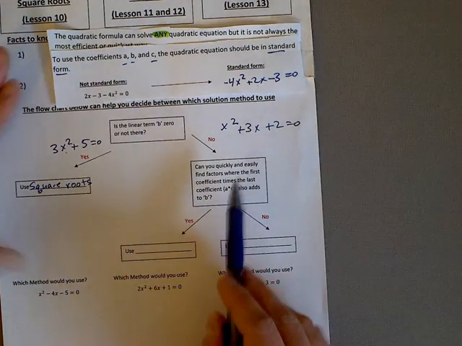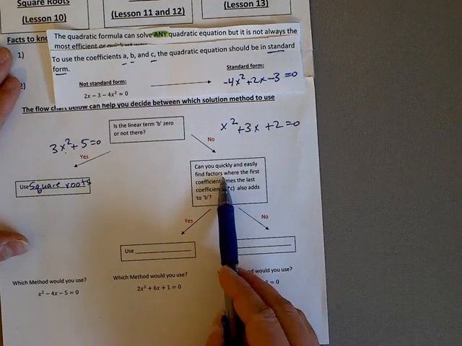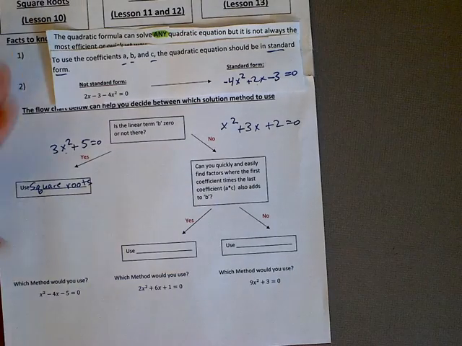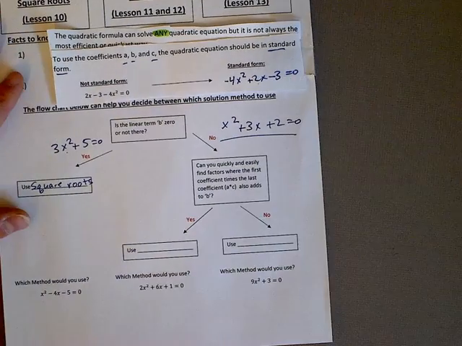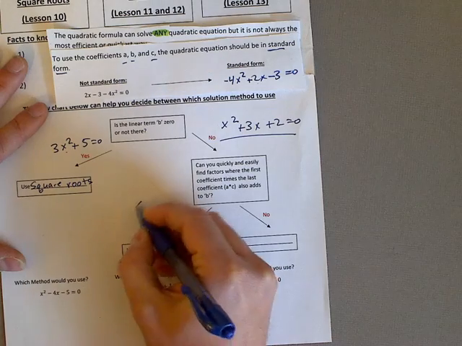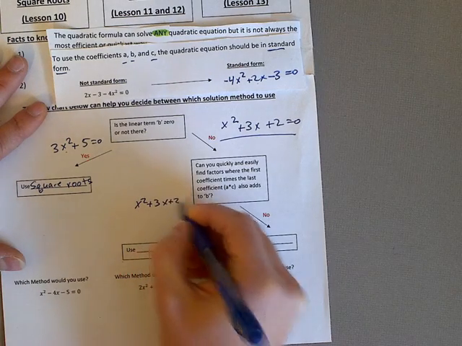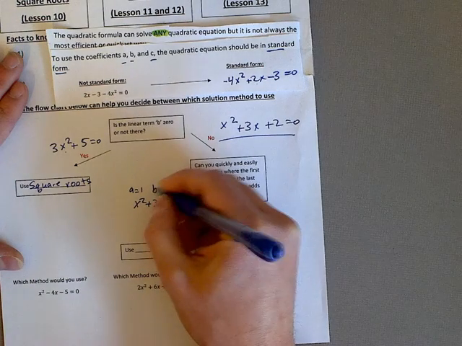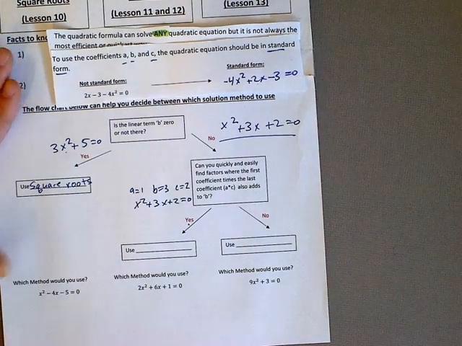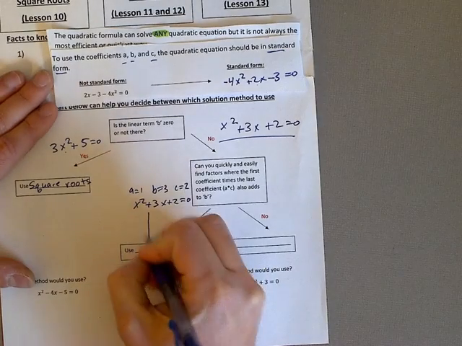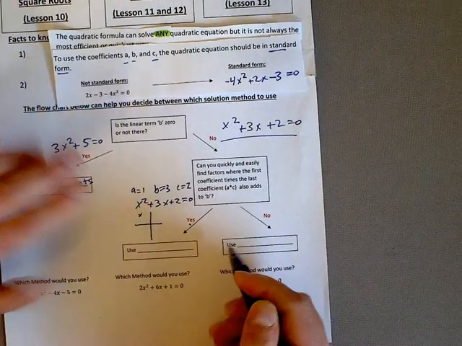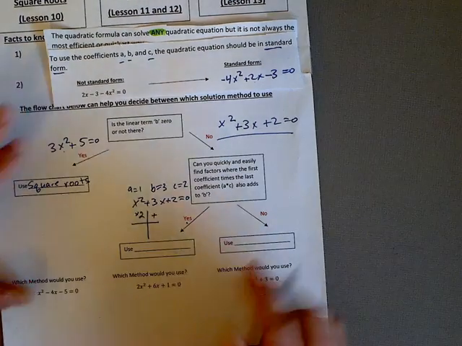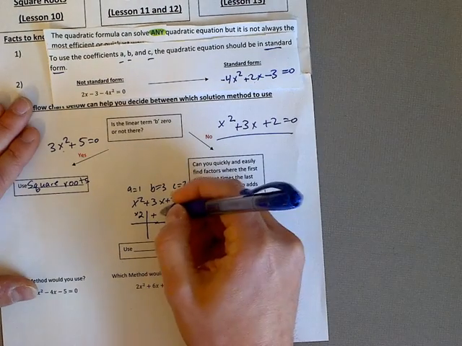For example, you could ask, can you quickly and easily find factors where the first coefficient times the last also adds to b? Let's take this example again for the yes: x squared plus 3x plus 2. My a coefficient here is 1, my b is 3, my c is 2. So in order to successfully factor, I can think, can I find numbers that multiply to a times c, which is 2, and at the same time add to the middle term, which is 3?